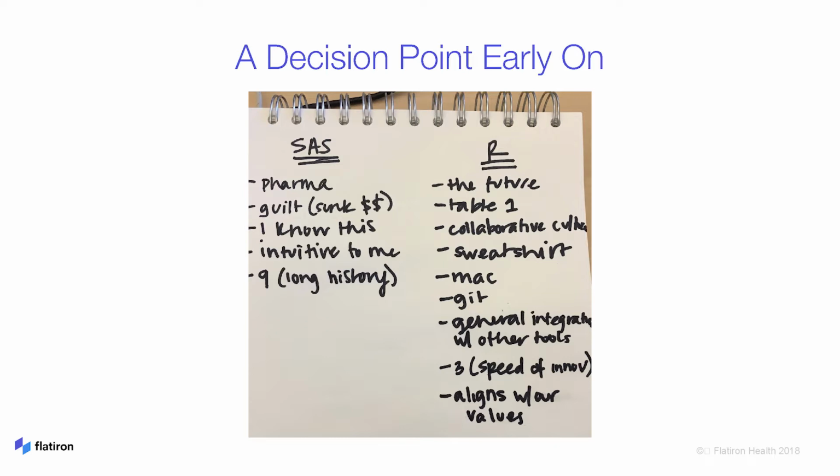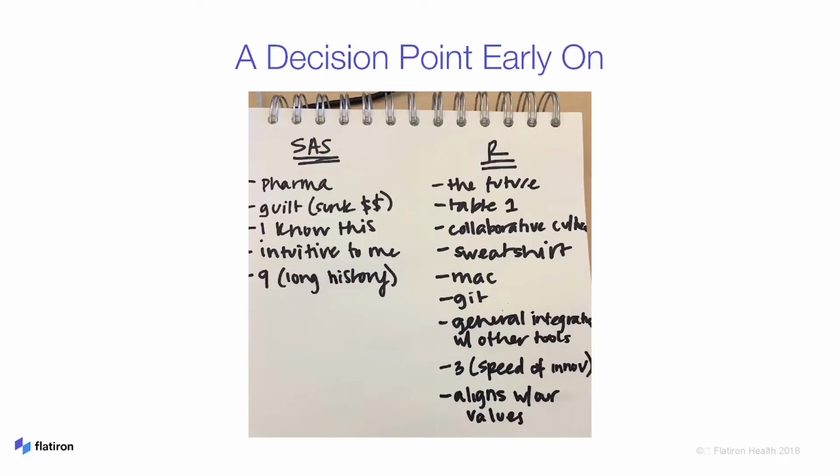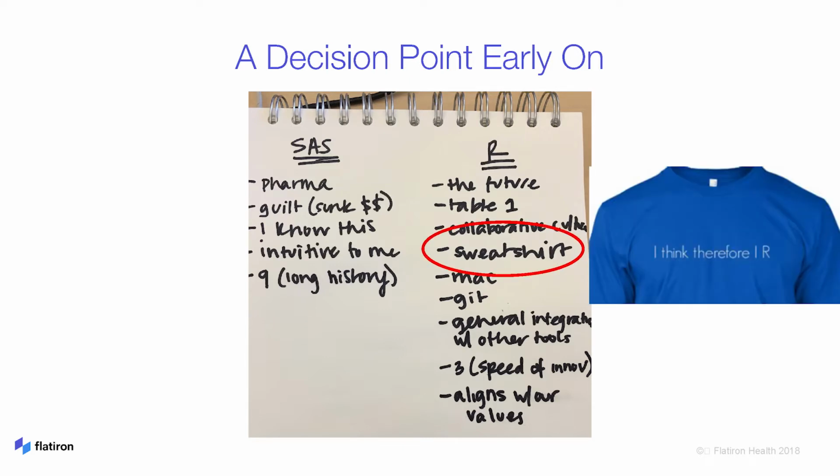Then on the R side, there were things like the community around R. We thought it aligned with our values as a company. We thought it was the future. We also thought it worked really well with our tools that we used, like Mac and Git for version control. And then my favorite reason she had was that the sweatshirts and the swag were much better for R. And so she really liked the sweatshirt, and then that night we made the decision.